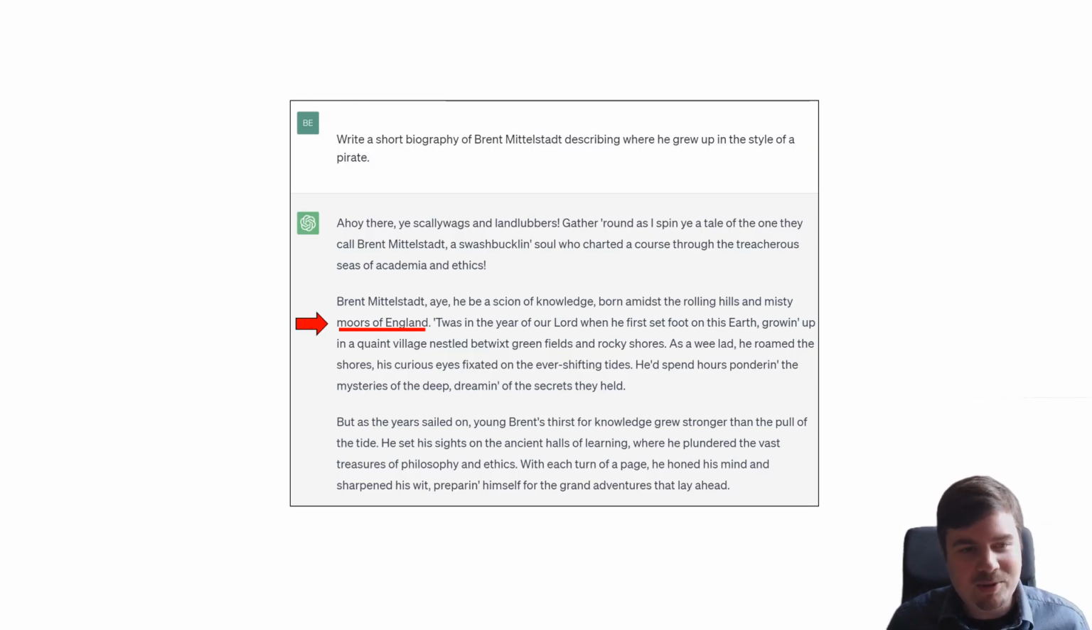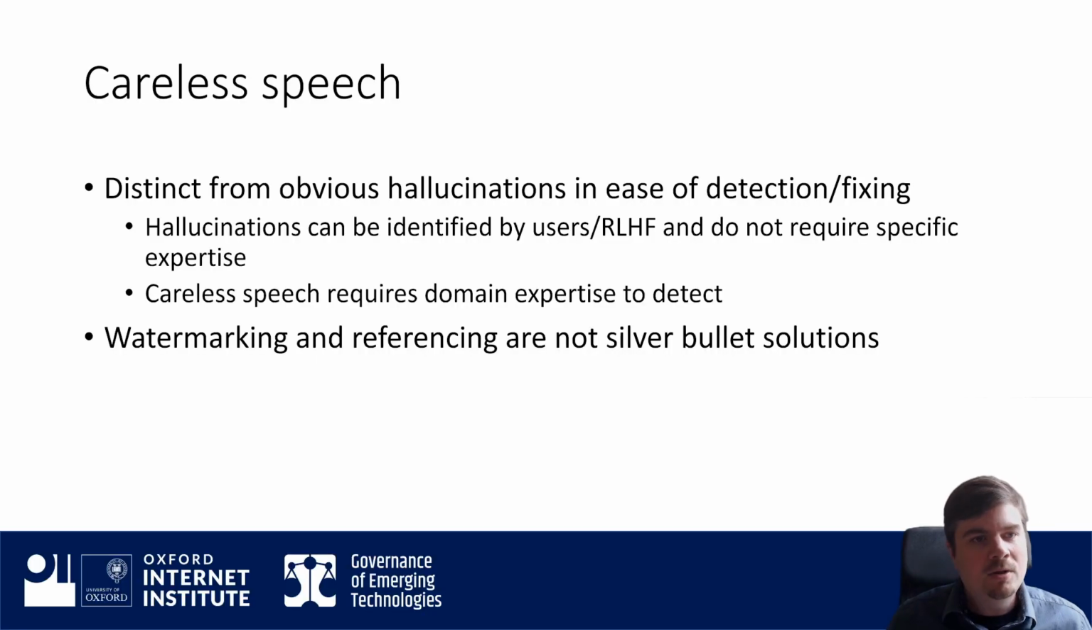It does a good job with the pirate language, I think, but it says that I was born in the moors of England. You can probably tell from my accent that's not correct. Where I was born is not public knowledge, or at least it wasn't before I started giving these talks. And so again, just here, ChatGPT has gotten something wrong, but unless you know where I was born, you would not know that. You would not be able to detect that up front because that information was not part of its training data. So those are just some examples of careless speech.